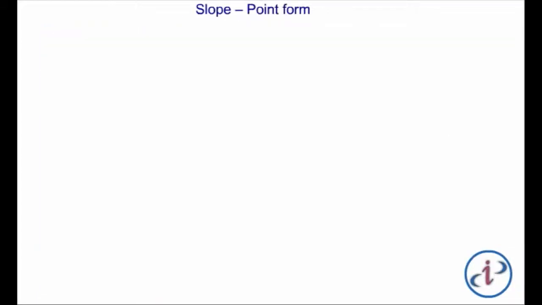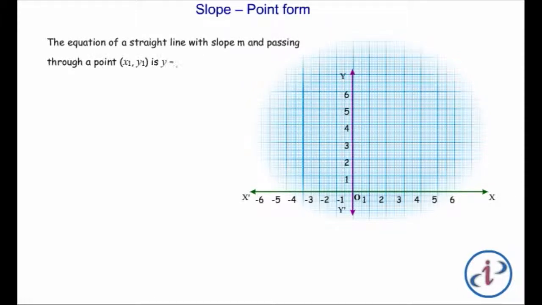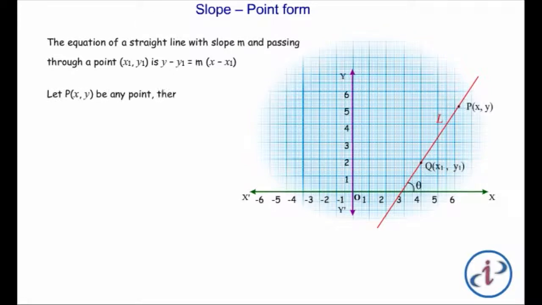Let us now look at the equation for the slope-point form. The equation of a straight line with slope m and passing through a point (x1, y1) is y - y1 = m(x - x1). Let the line be L that makes an angle theta with the x-axis and passes through the given point Q with coordinates (x1, y1).